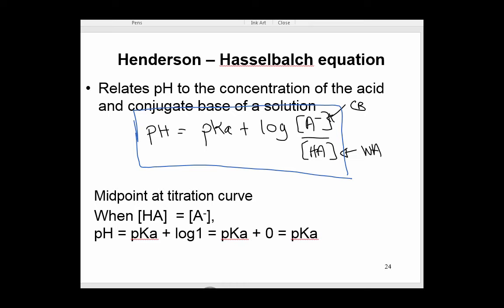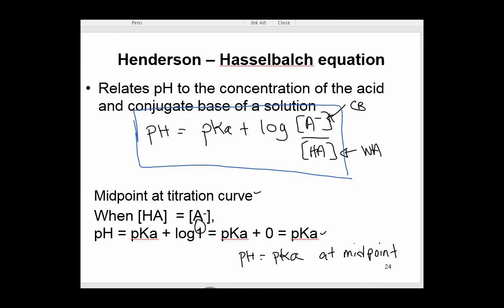Okay, so we just said that at the midpoint of the titration curve is where our buffering capacity is greatest. That means that the concentration of the weak acid is equal to the conjugate base, and this is just deriving that. If the ratio of the weak acid and the conjugate base are equal, that means that the log will be equal to 1. The log of 1 is equal to 0. That means that the pH will equal the pKa. So that formula down there is just showing that at equilibrium, at the midpoint, pH is equal to the pKa, because the concentrations of the weak acid and conjugate base are equal.